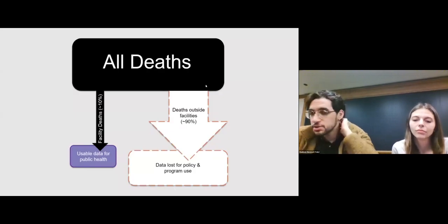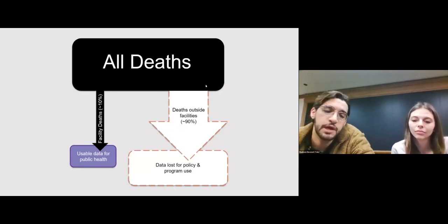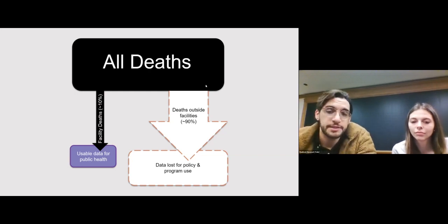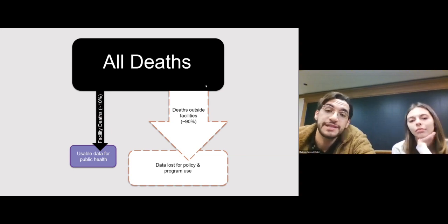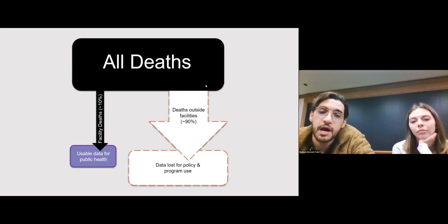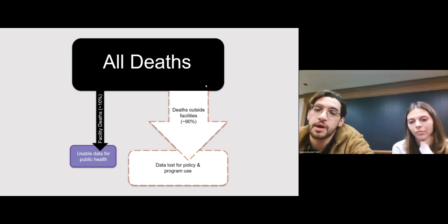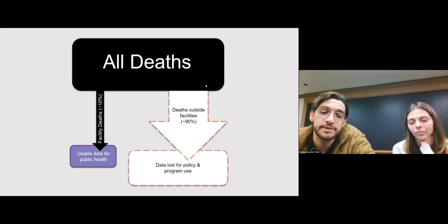And before then, I wanted to show this flow diagram, because I think it helps to visualize and give you context for how magnified this issue really is in low and middle income countries. Of all the deaths, only 10% occur in facilities, and that is usable for public health data. And of course, as I mentioned, if you're basing your initiatives or your policies just on 10% of the population, that is in itself problematic. But on the other hand, 90% are occurring outside of healthcare facilities, and that data is lost for many potential uses.